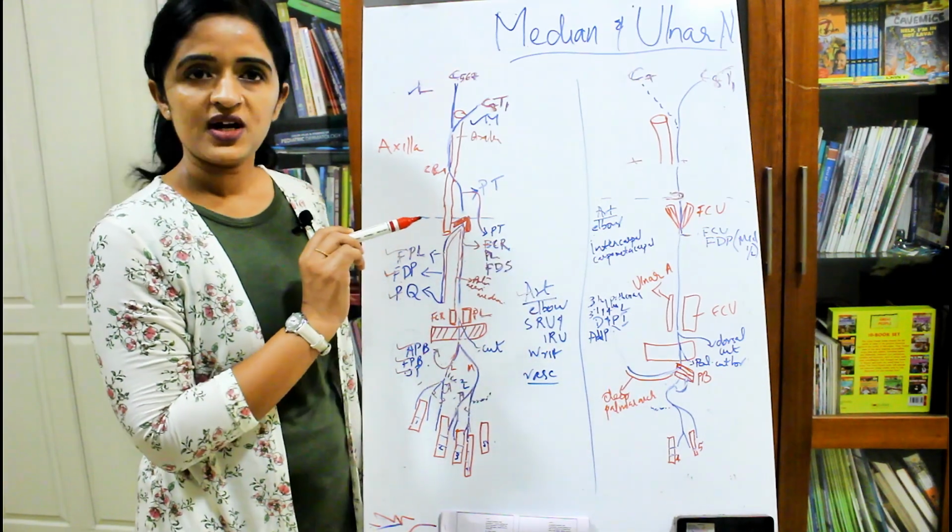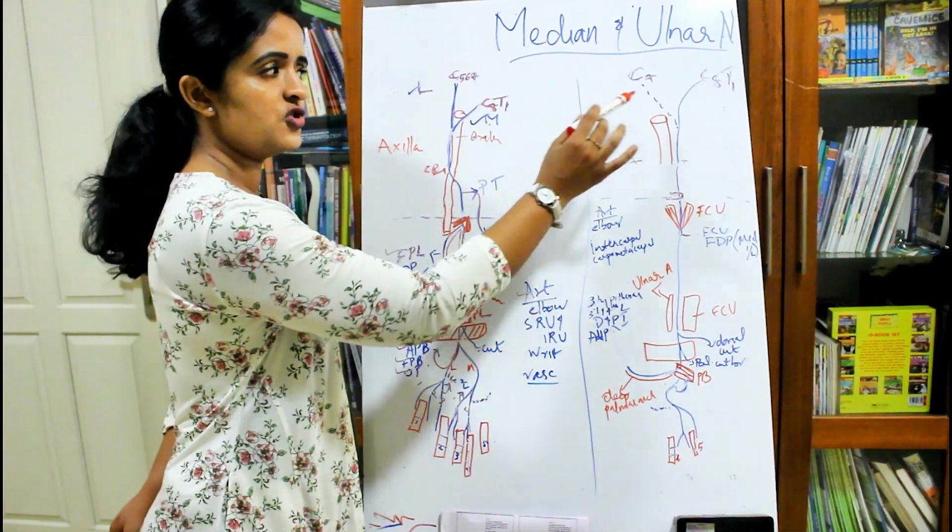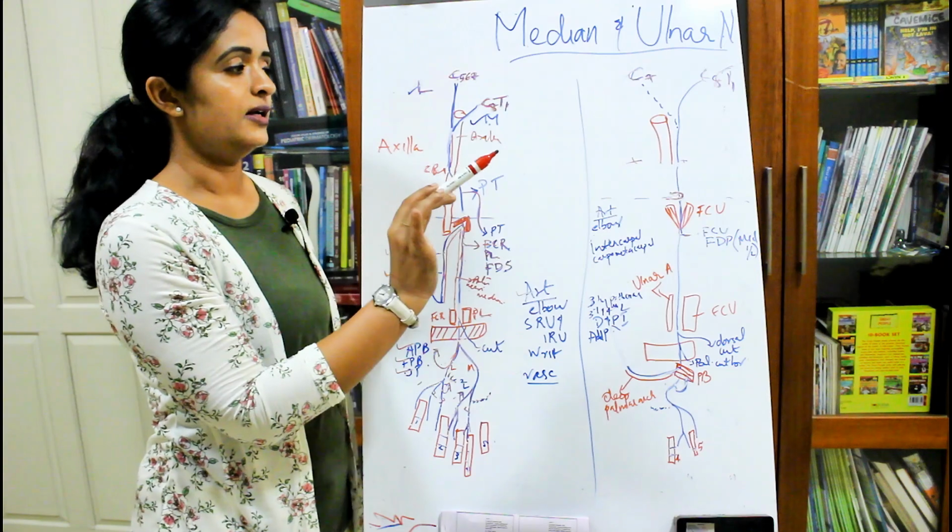Now let's see the branches coming from the ulnar nerve. As we have seen in the case of the median nerve, no structure in the arm is supplied by the ulnar nerve.